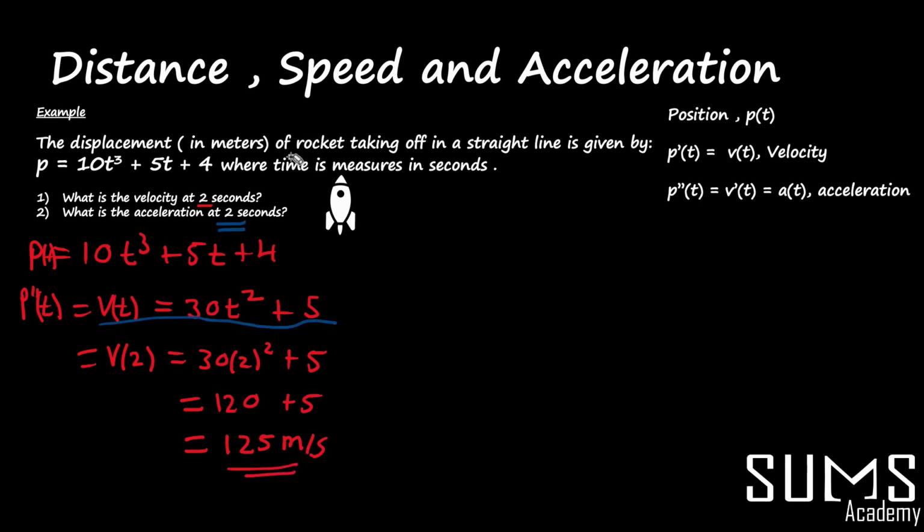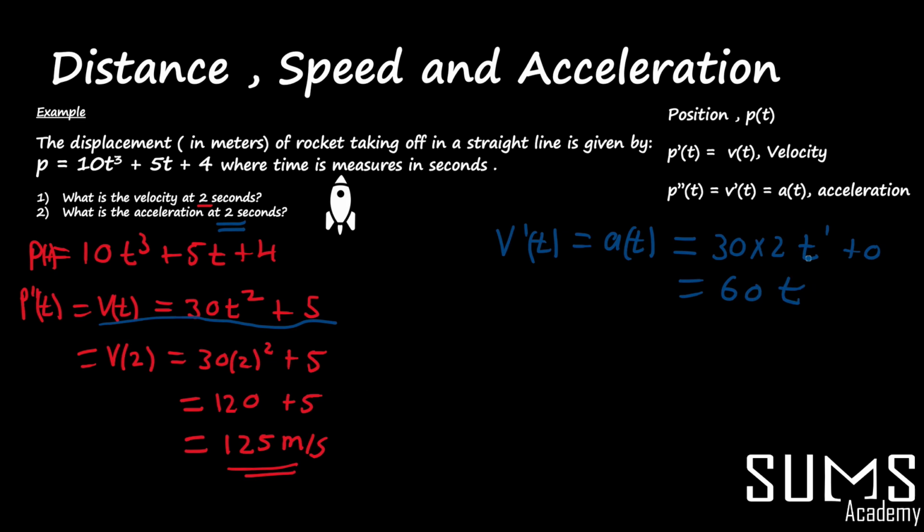So what about now? Now that we have the velocity, how do we work out the acceleration after 2 seconds? Well, we already have a formula for velocity here. v equals 30t squared plus 5. And we know that v dash t is equal to a of t. So we can just work this out. So here we have 30 times 2 times t to the power of 1 plus 0, which is just the same as 60t.